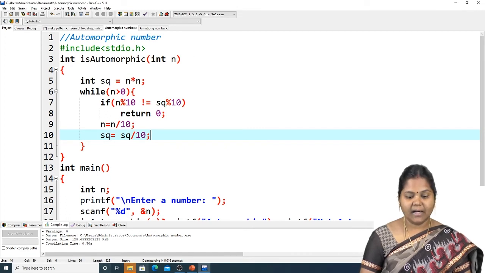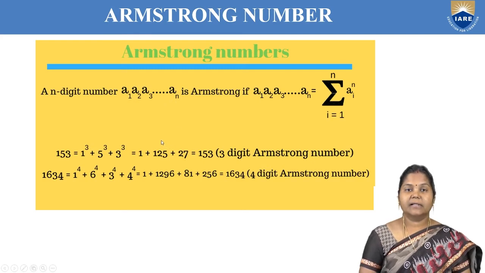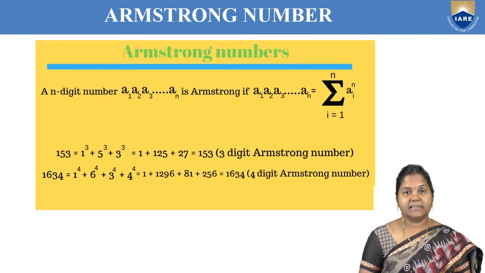So today's class is about the automorphic number problem, and let us go for the last problem regarding the Armstrong number. Now, what is an Armstrong number? In mathematics, an n-digit number is said to be Armstrong if, suppose it is a 3-digit number, the sum of the cubes of its individual digits is the number itself, then it is called an Armstrong number.